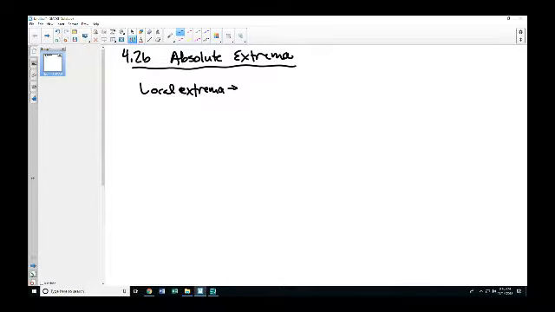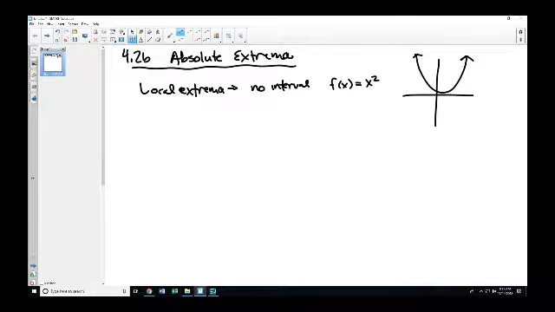there will be a function without an interval. So it'd be like f of x equals x squared. We just give you a function. What are the extrema of that function? If you look at the graph of this, is there an absolute max? No, there's not. Okay, absolute.